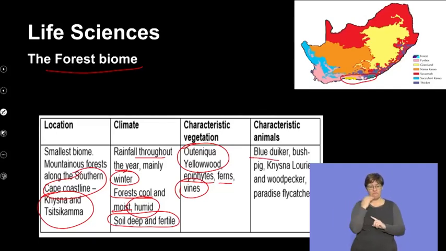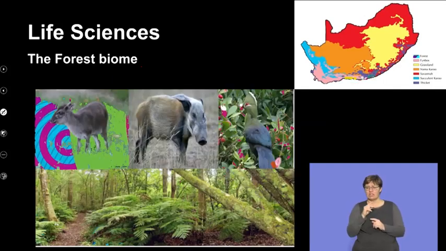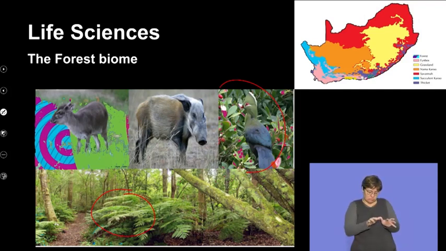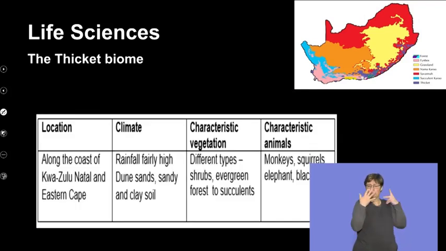Animals that are found in these are the blue duikers, your bush pigs, your woodpeckers, your Neisner, lories, as well as your paradise flycatchers. So these are the typical ones that we're looking at. So you can see the ferns that grow in the much cooler parts of the forest. And there's your dassies and your warthogs.